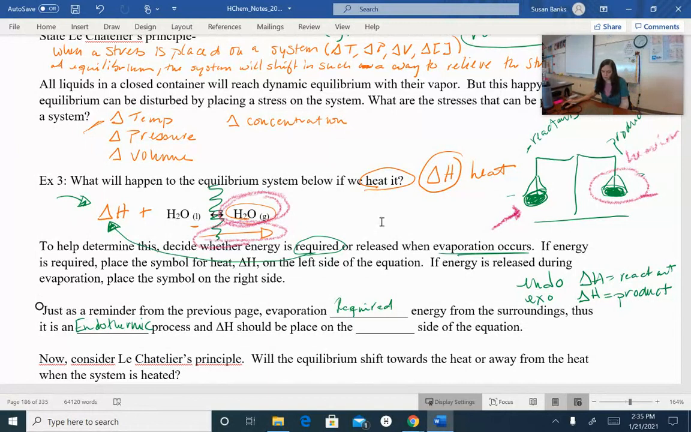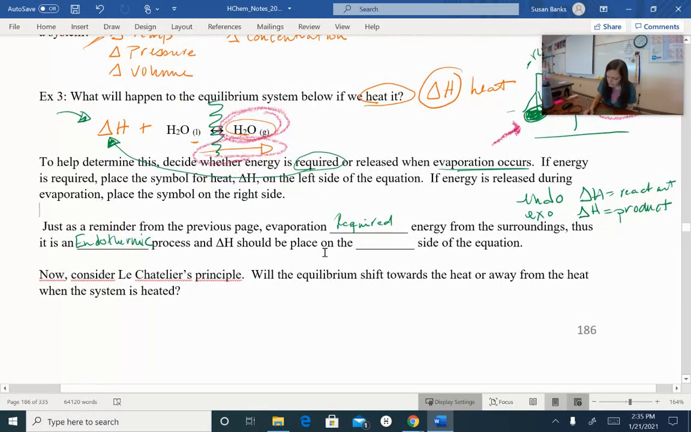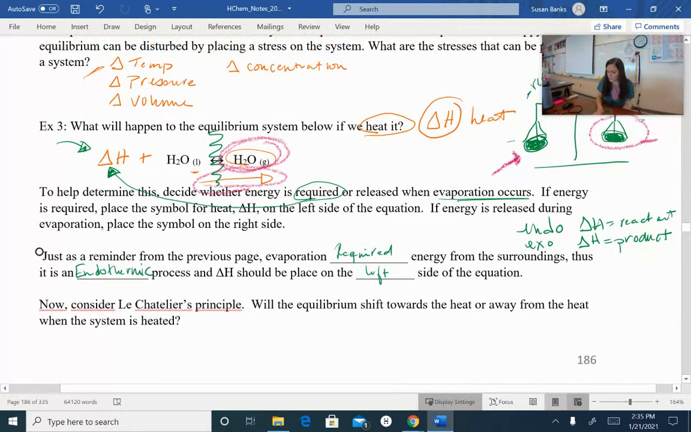Okay, it's an endothermic process, and delta H should be on the left side of the equation. Okay, so now consider Le Chatelier's principle. Will the equilibrium shift towards the heat or away from the heat? It's definitely going to shift away from the heat because we've added a ton of extra. So we're going to have to shift this way.